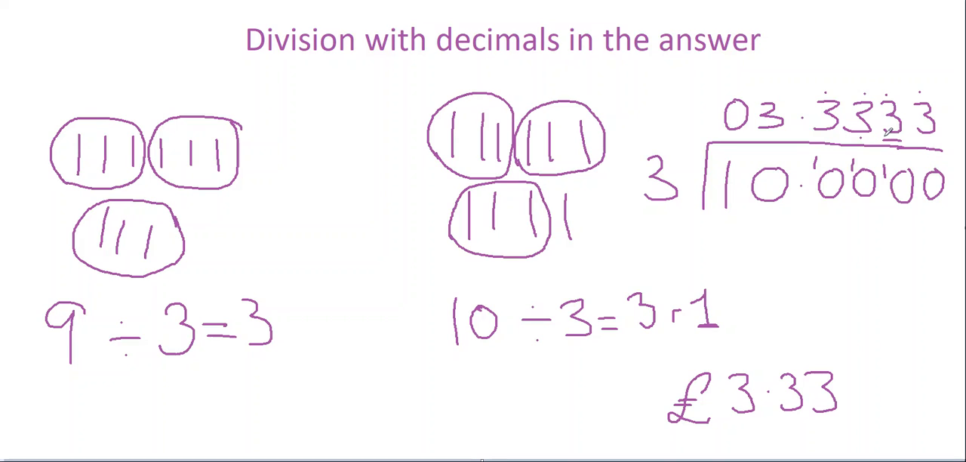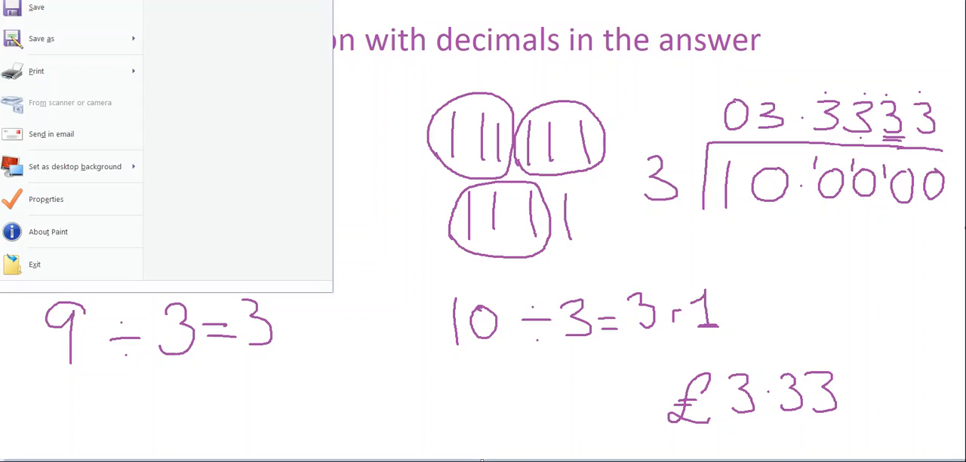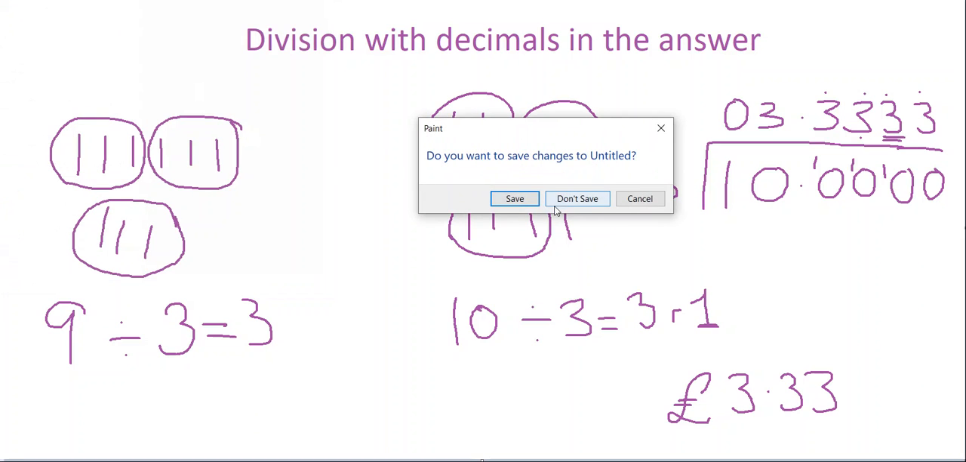If this number here was a 5 or higher, we would have to call this 3.34 pounds. We'd round up to the next number. Okay, let me show you a couple more examples so you can get used to it, and then you should do some practice for yourself. Let's get a new page.